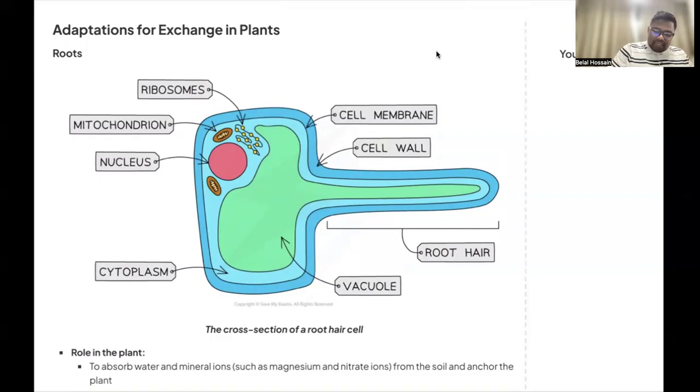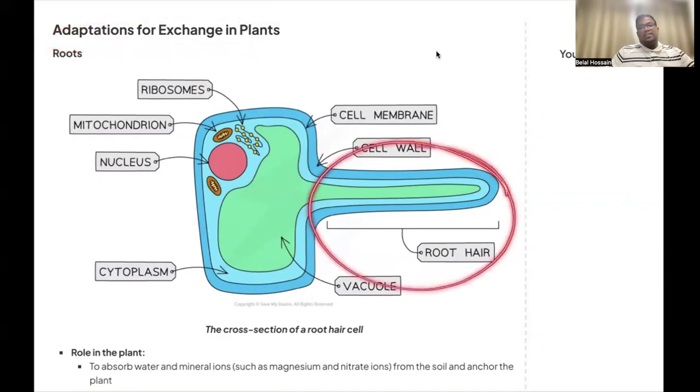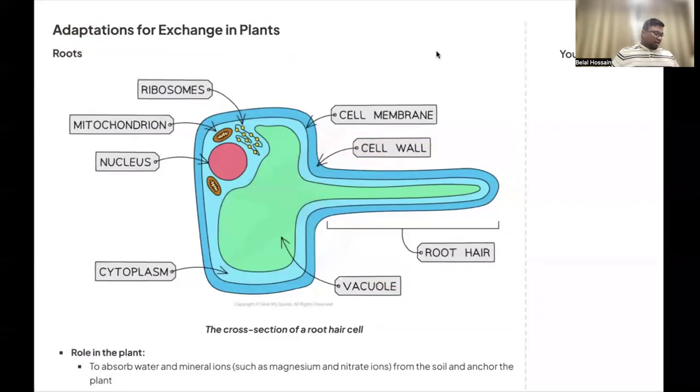Next, adaptation for exchange in plants. As we have already talked about, the root hair cell has a very large surface area.